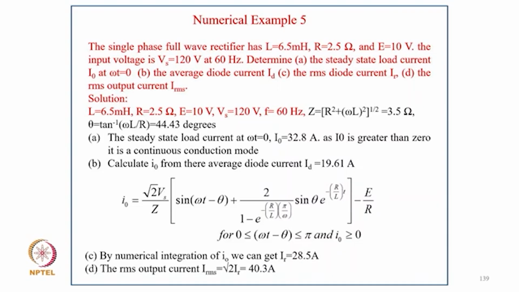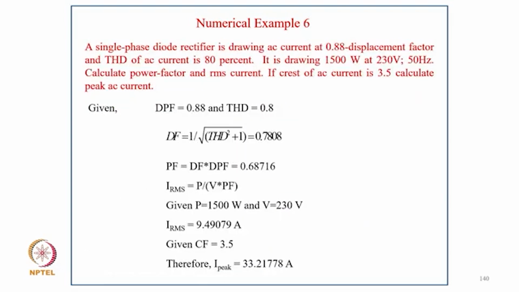So by numerical integration of I0 we get IR equal to 28.5, and the RMS current is root 2 times IR, that is 40.3 ampere. Coming to numerical example 6: a single phase diode rectifier is drawing current at 0.88 displacement factor, with THD of 80%. It is drawing 1500 watt at 230 volt, 50 Hz. Calculate the power factor and RMS current.